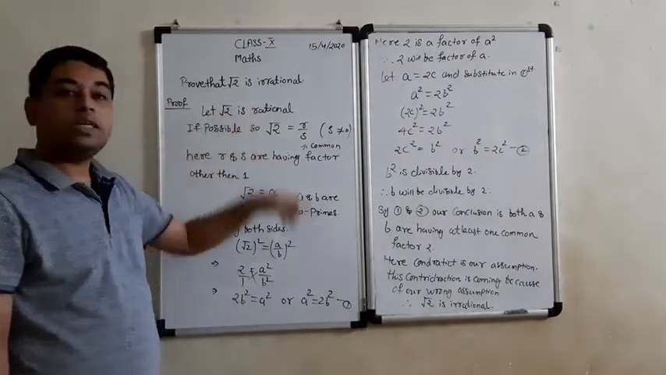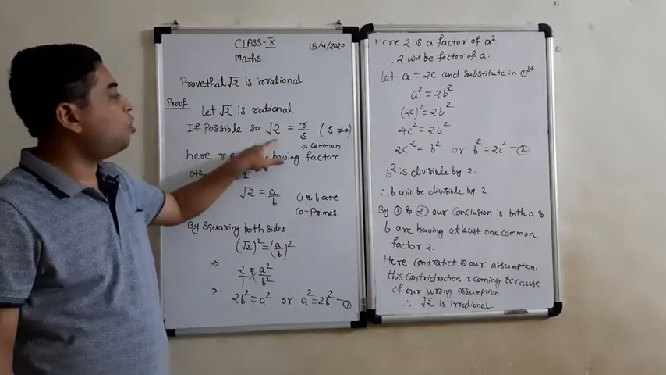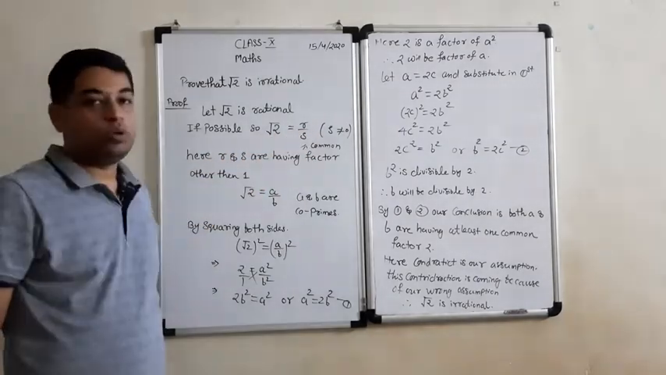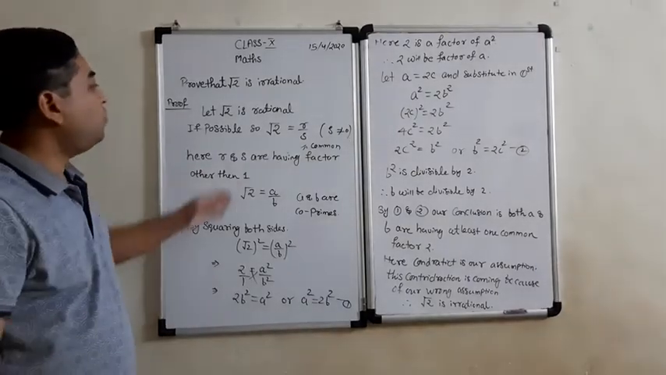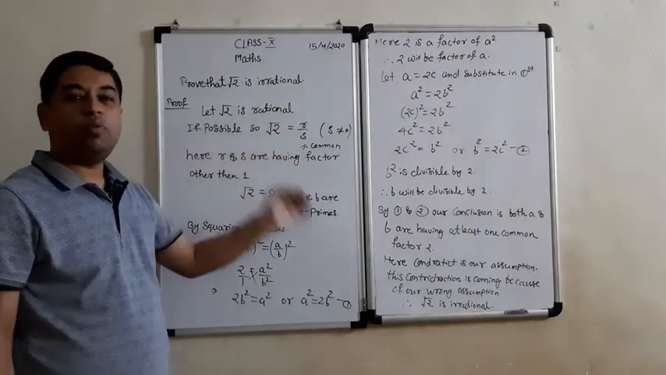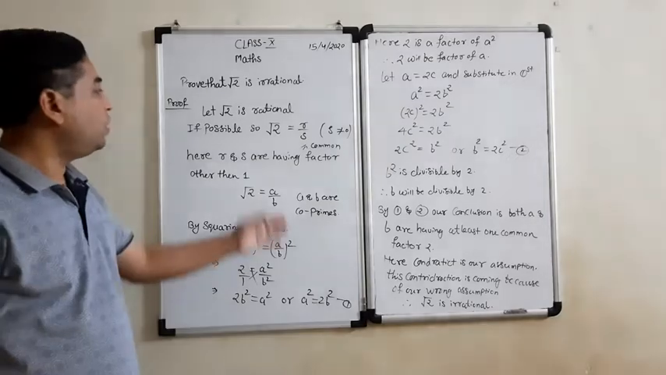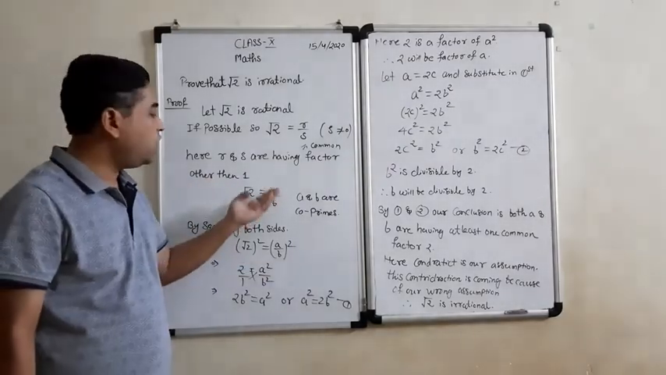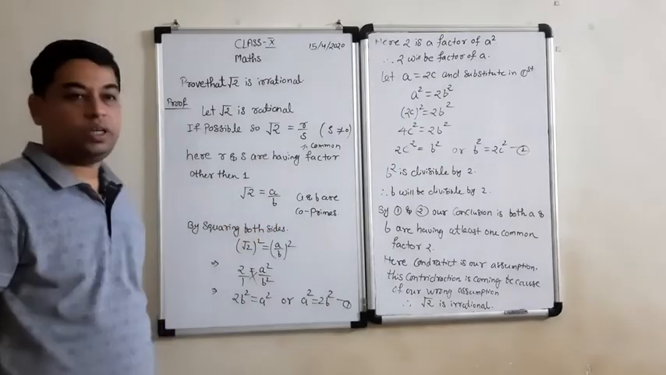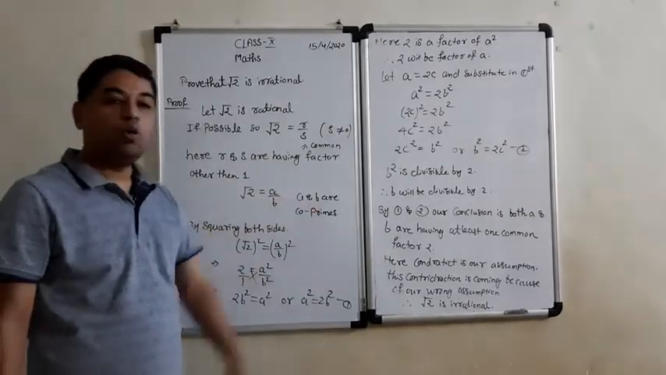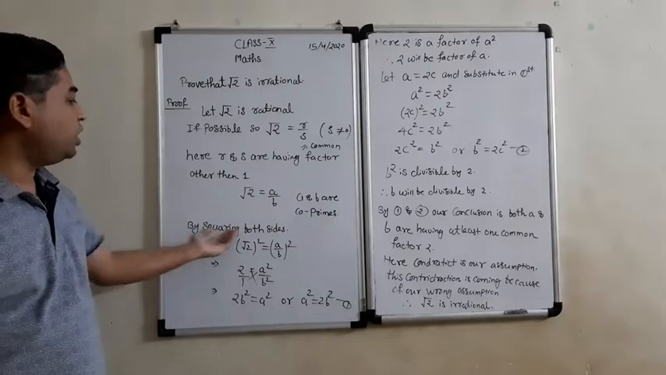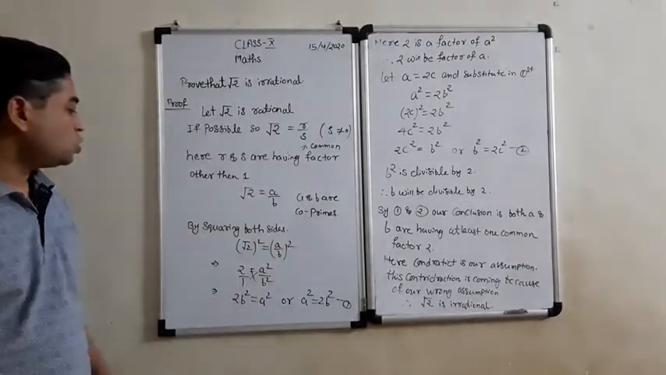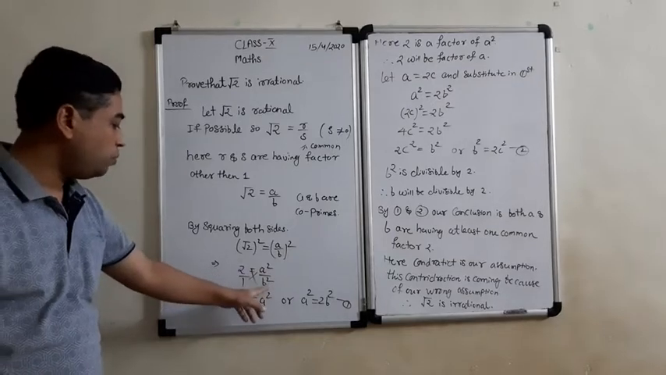So if root 2 is rational, it can be written in the form of r by s, where s cannot be equal to 0. If r and s have any common factor other than 1, we will reduce it to the lowest form. So root 2 can be written as a by b, and here a and b do not have any common factor. It means a and b are co-primes. After that we will square both sides. So root 2 squared is equal to a by b whole squared. So that will come 2 is equal to a square by b square.